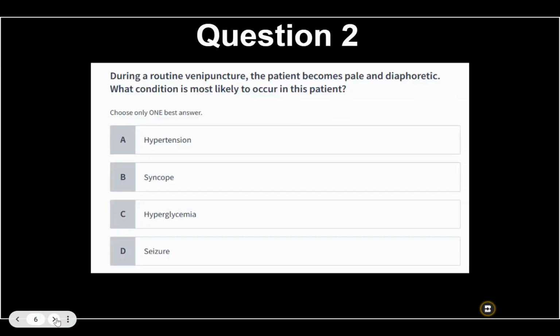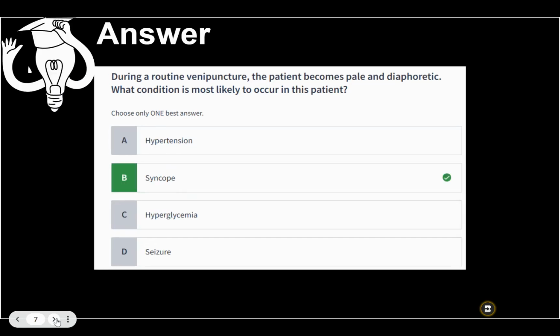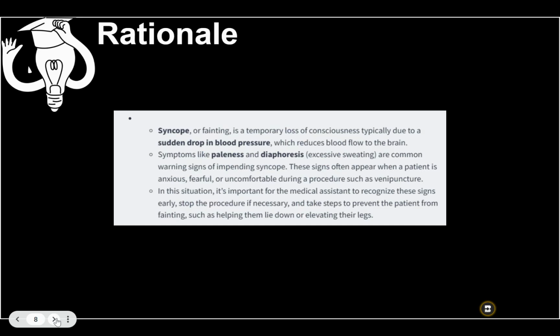Question 2. During a routine venipuncture, the patient becomes pale and diaphoretic. Which condition is most likely to occur in this patient? Is it A, hypertension, B, syncope, C, hyperglycemia, or is it D, seizure? Now, if you said B, syncope, then you are correct. Syncope is also known as fainting. This is a temporary loss of consciousness that's typically due to a sudden drop in blood pressure, which actually does reduce blood flow to the brain.